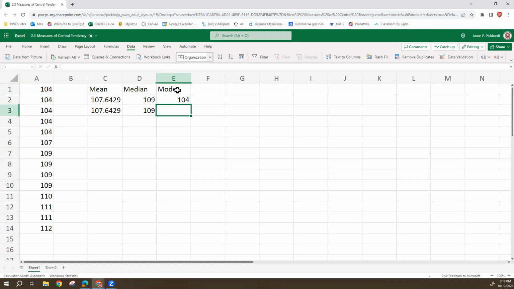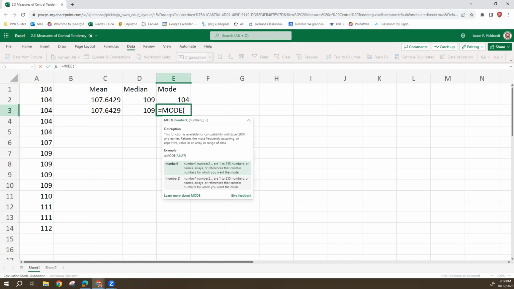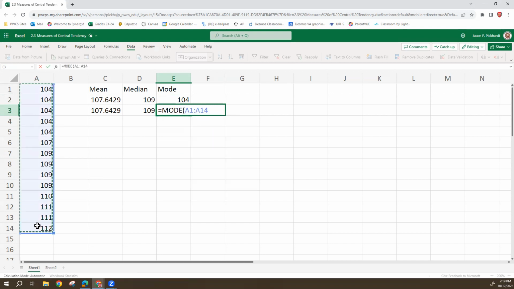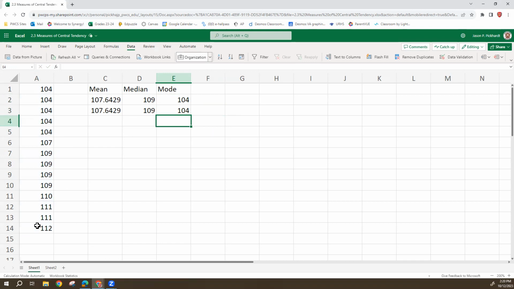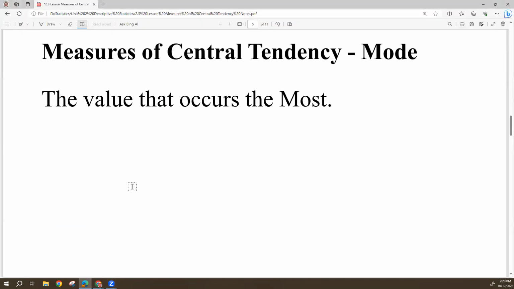Again, in a very large data set, that might be really tedious to do. So we can hit equals. Mode even tells you it's going to give us the most frequent value. And we get 104. So we can do it by hand or just by counting, or we can use the algorithm in Excel. All of these are measures of central tendency, the middle of our data set.